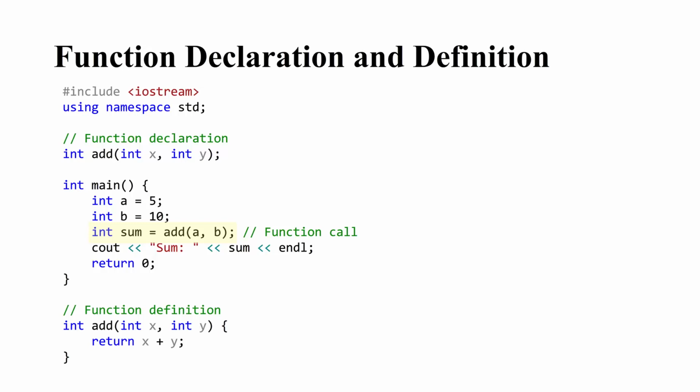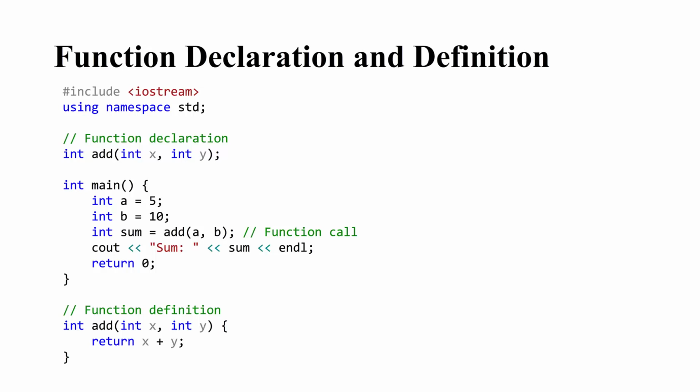The control flow returns to the main function, and the result of the add function is stored in the sum variable. The program then uses cout to display the text "Sum:" followed by the value of the sum variable and the newline character. Finally, the program reaches the return 0 statement, which indicates the program has finished executing successfully. The control flow exits the main function and the program terminates.